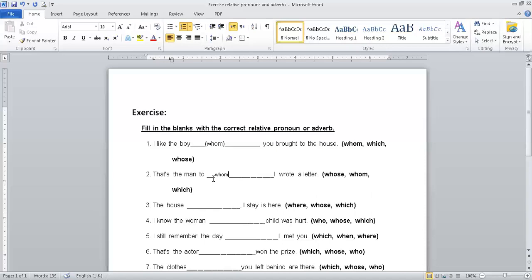Okay. We explained in previous videos that whom defines an object. So you can drop whom. But since there is to, a preposition, you have to keep whom with the preposition to before whom. We cannot drop whom. That's the man to whom I wrote a letter. Number 3.